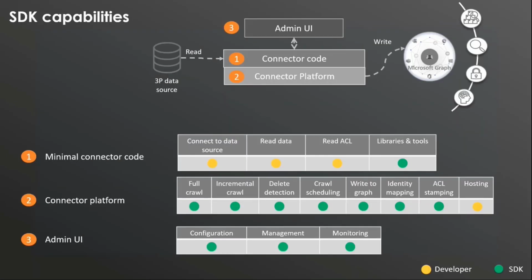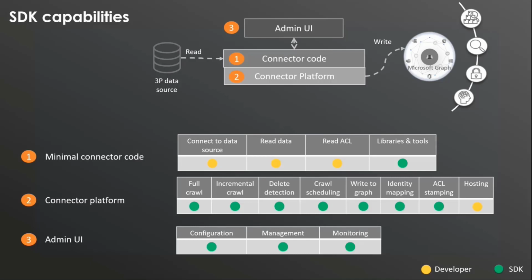Primarily, there are three main parts when you write a graph connector today to connect your data source and write it into graph. One is the connector code. Second is the connector platform, which takes care of the entire orchestration, like crawl scheduling, delete detection, incremental crawls, all these things. And lastly, there is the admin UI, which the admin uses for monitoring and managing all these processes. So today, if you write connector code, you have to take care of all these things on your own.